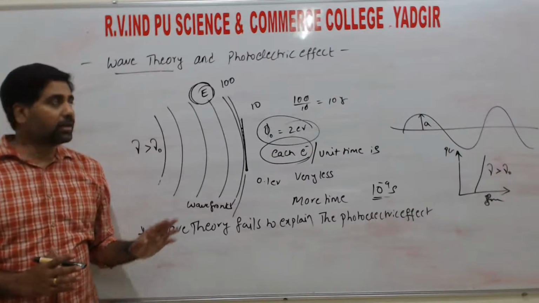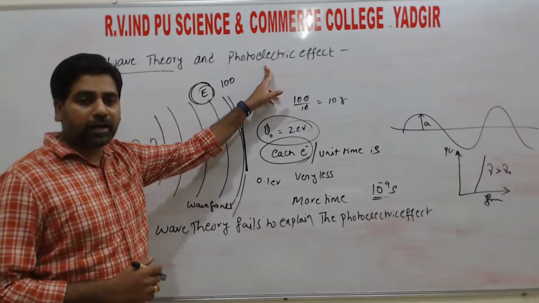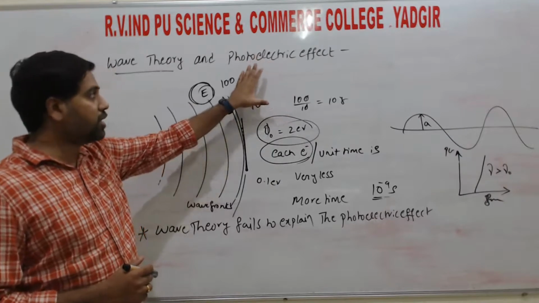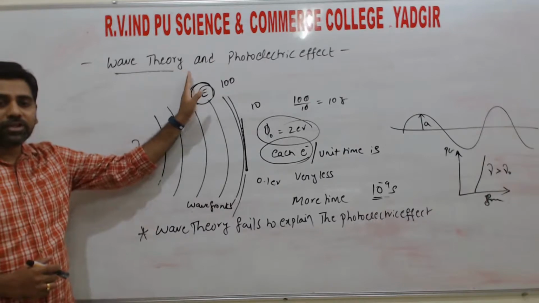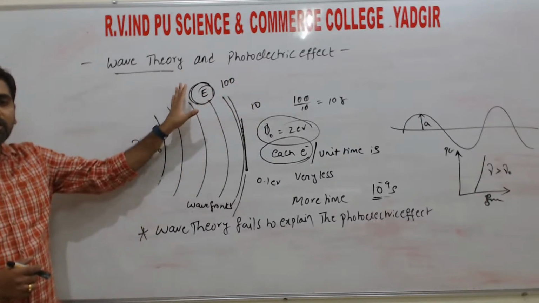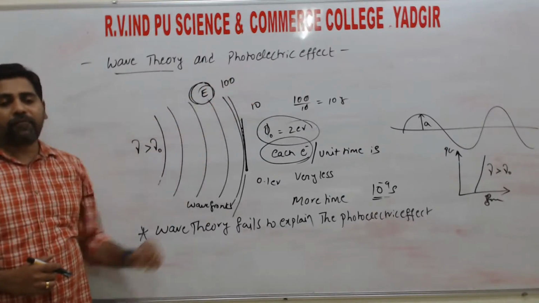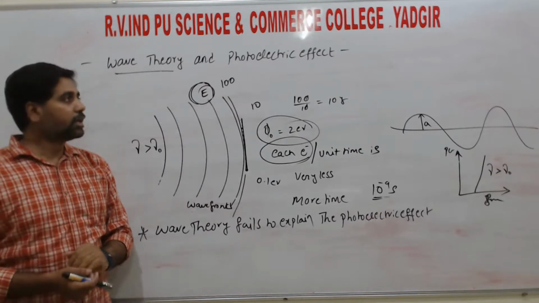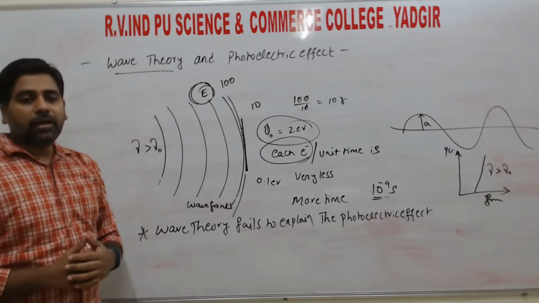We have to be clear that we have two things: the normal experimental observations, and Einstein's observation. In the examination, we have to observe clearly whether they ask for the observations on the photoelectric effect, or Einstein's observation or Einstein's equation on the photoelectric effect. So don't get confused on these concepts. In the next class, we will start with Einstein's photoelectric equation.